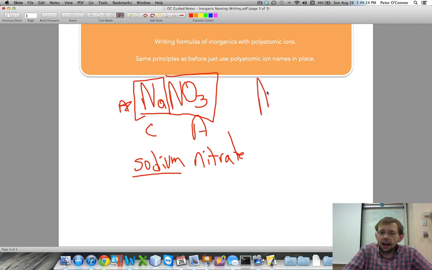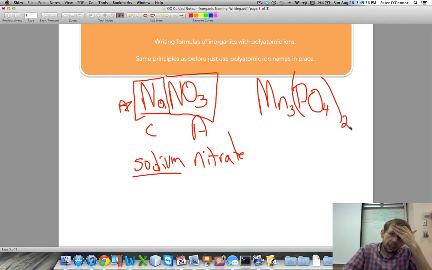Okay? What if I had Mn3(PO4)2? So much! Oh my gosh! All right. Manganese. Uh-oh, that's a transition metal that can have more than one charge. So I better figure out what charge this is. Okay? So I should figure out what charge phosphate is, because I could find the oxidation number that way.